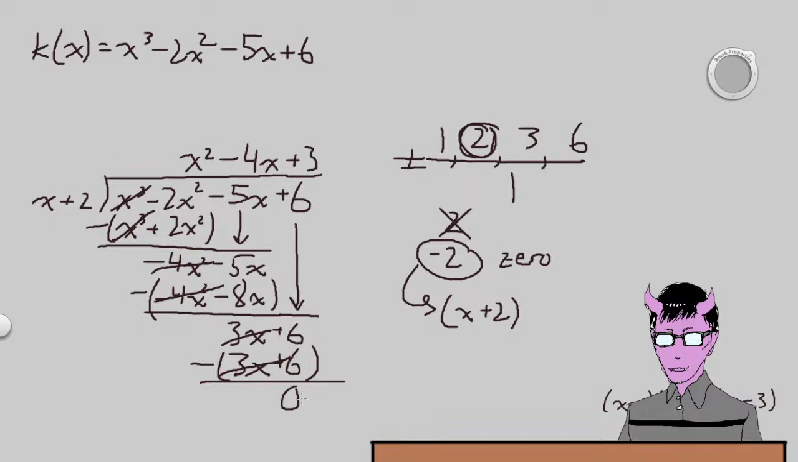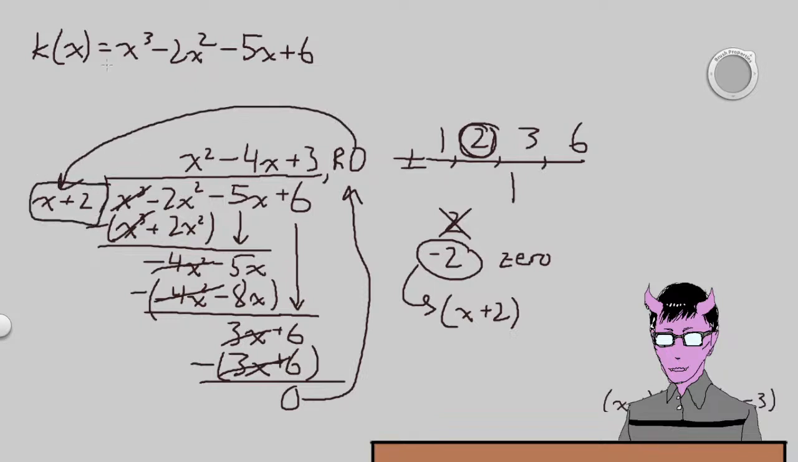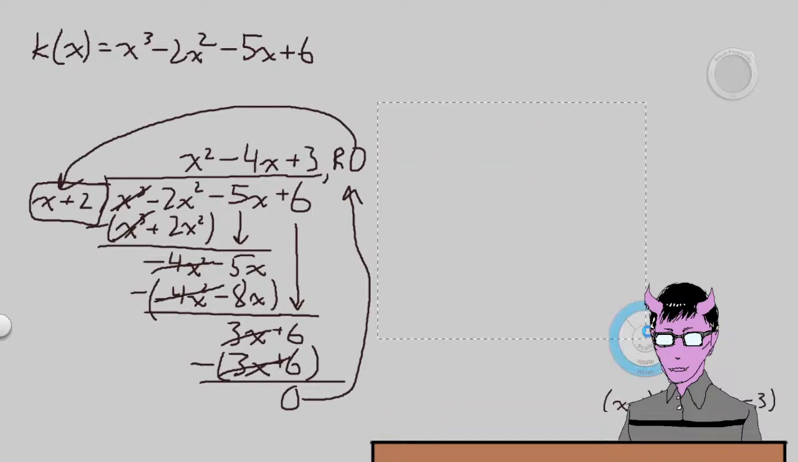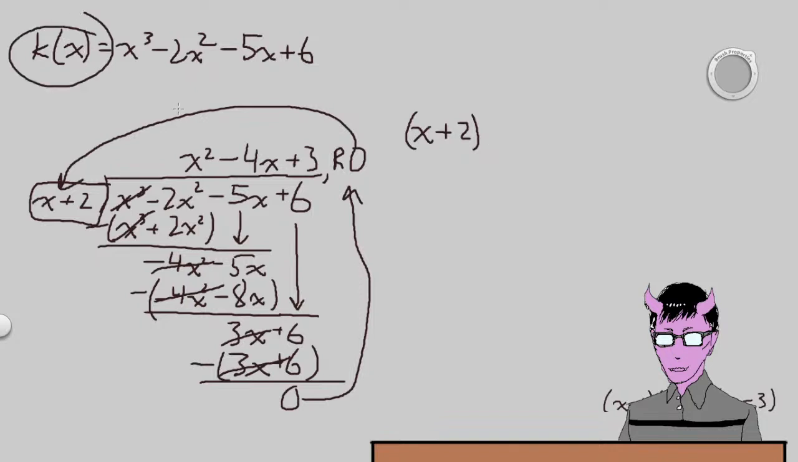What does this 0 mean? That 0 means that we have a remainder of 0. What does a remainder of 0 mean? It means that this thing here, therefore, is a factor of k of x. Wonderful, right? So now we could obliterate the rest of this nonsense. Perfect. What have we figured out? We figured out that x plus 2 is a factor of k of x. So if we factor out x plus 2 from k of x, that means we should get this thing, right?